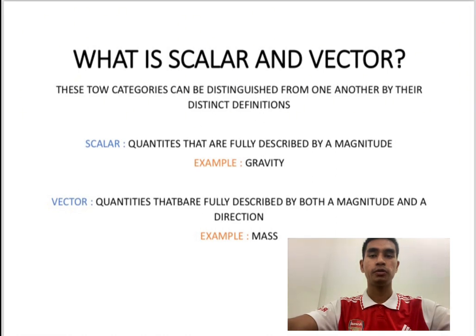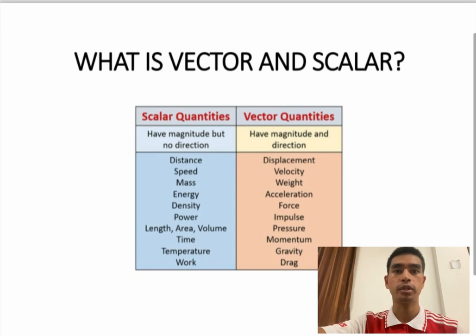Vectors are quantities that are fully described by both a magnitude and a direction, for example mass. These are scalar quantities and vector quantities. Distance, speed, mass, energy and others are scalar quantities. Displacement, velocity, weight and acceleration and others are vector quantities.